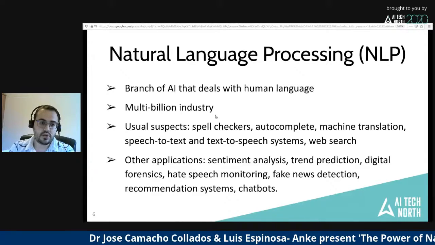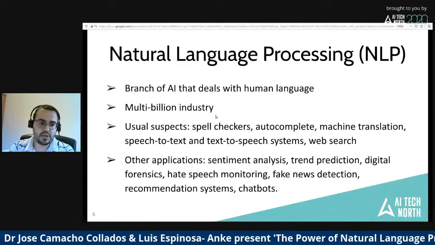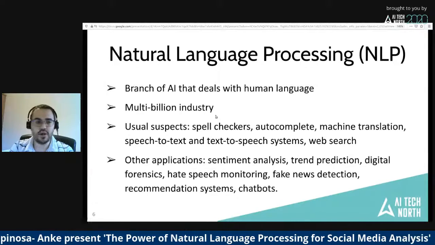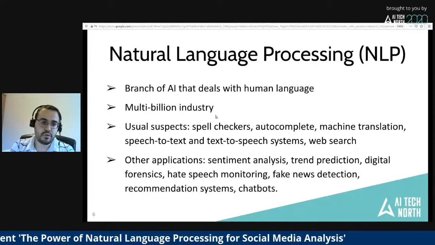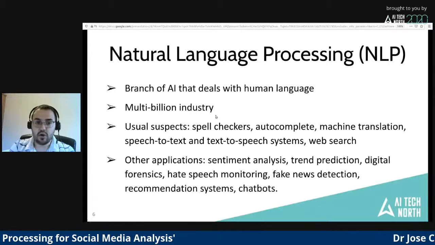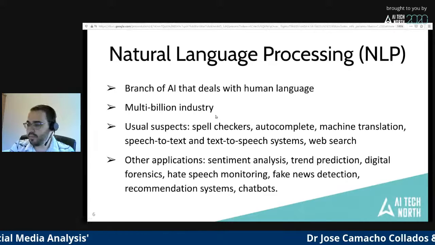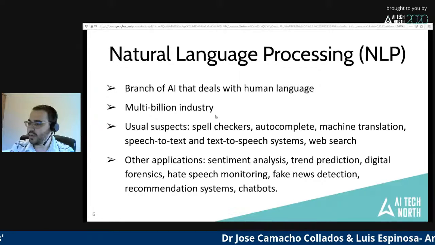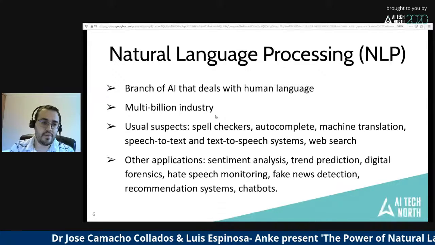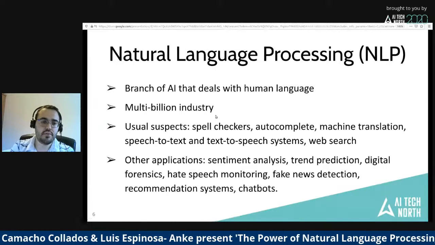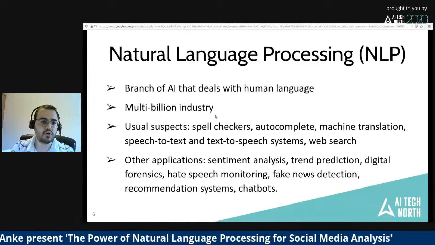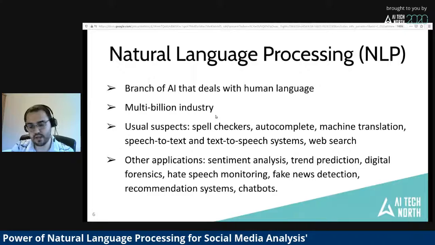And it's also very relevant nowadays because it's translated into many different applications, like machine translation, spell checkers, like many things we basically use nowadays. And then there are a lot of applications that can be more relevant with social media, like sentiment analysis, hate speech monitoring, fake news detection. All that is very relevant, and you need tools that are able to handle social media platforms like Twitter or Snapchat or Facebook or things like that.